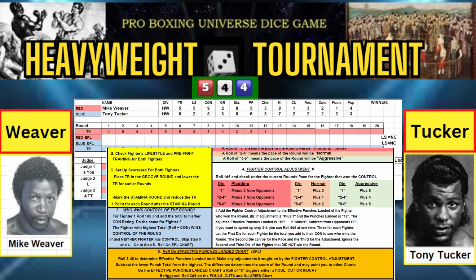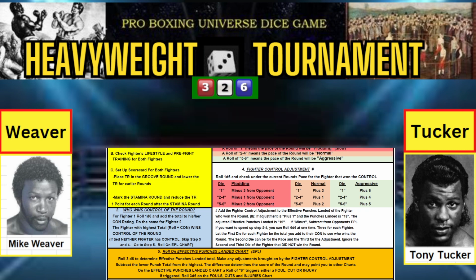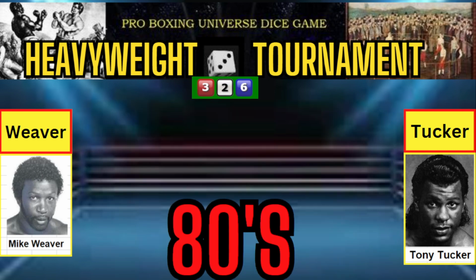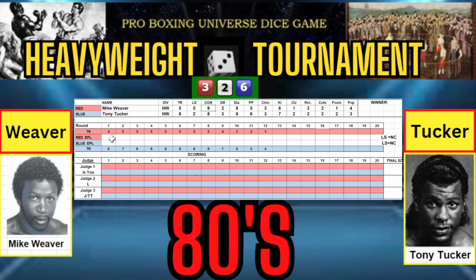Let's roll again for the white die. See what we get down in here. It's going to be a 2. That's -1 from Mike Weaver. Over here, and we'll put -1 in there. All right. Now their TR rating for the round. It's a 4 and a 6. So Tucker's going to have a 6.